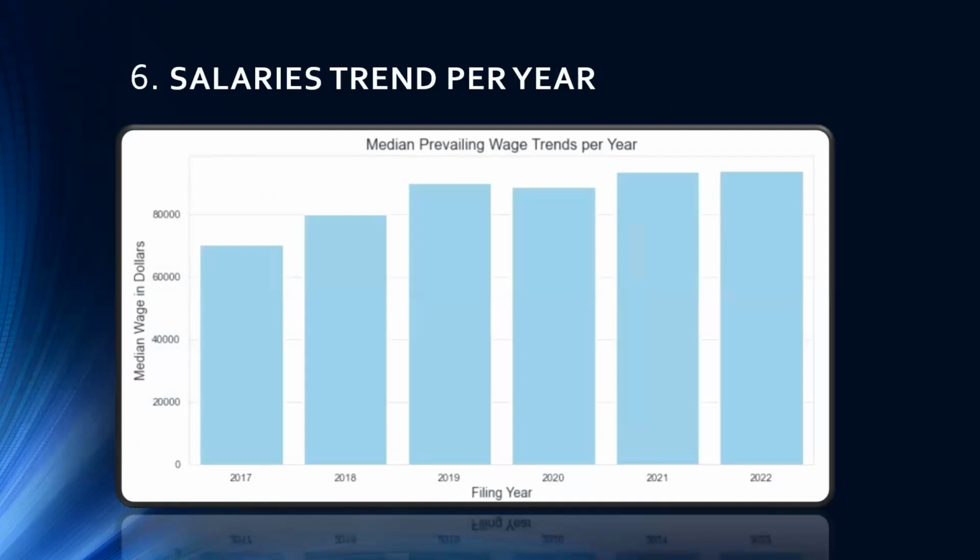Salary trends per year. Here we can see on the y-axis is the median wage in dollars. And here we see from 2017 to 2022, the median wage has increased from almost $70,000 to $90,000. This is a good sign for everyone. And this is the output of this particular graph.